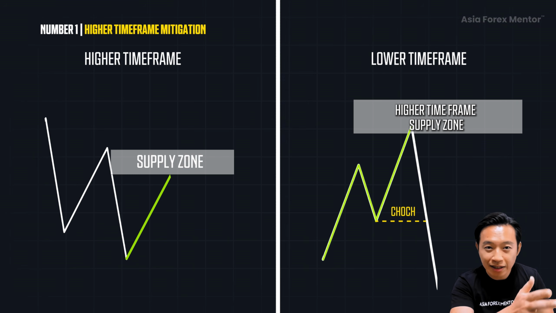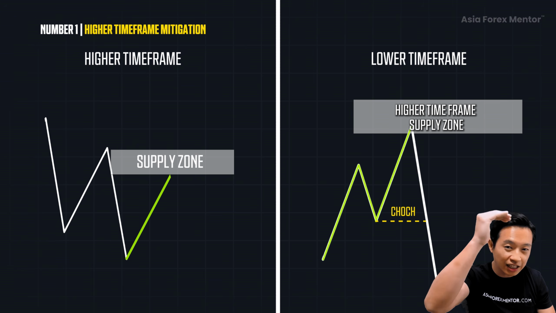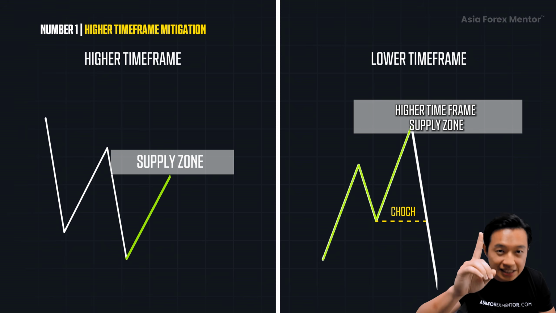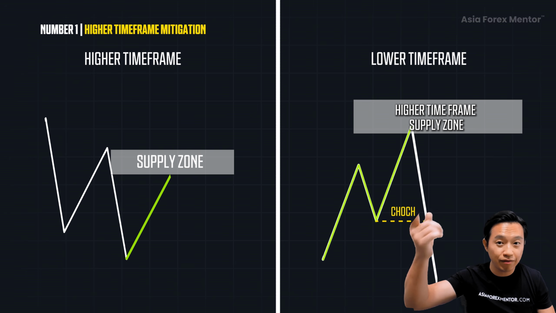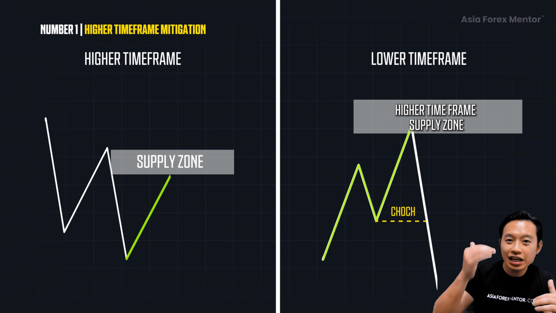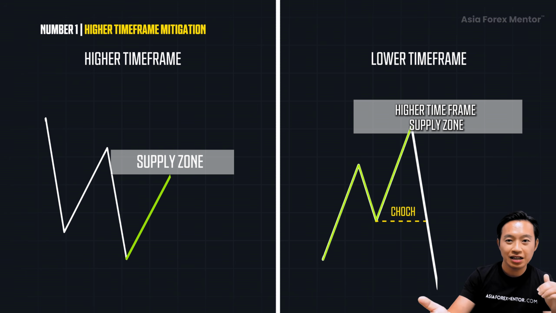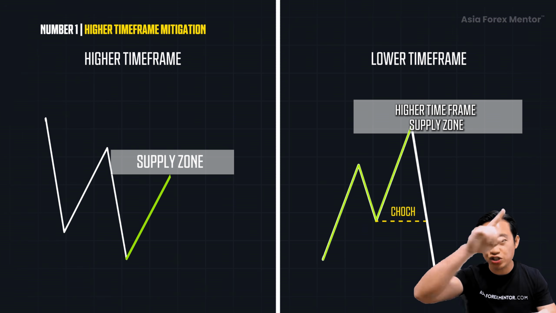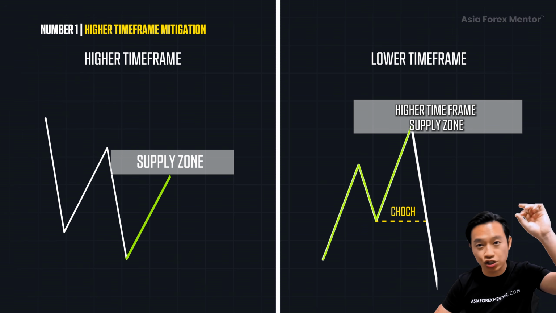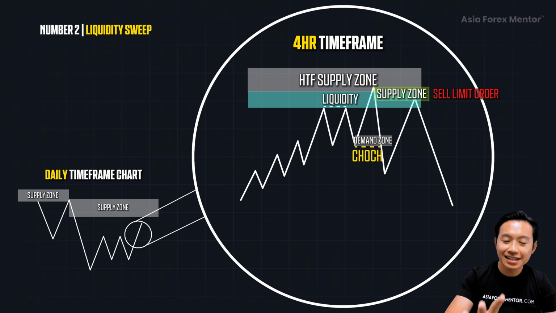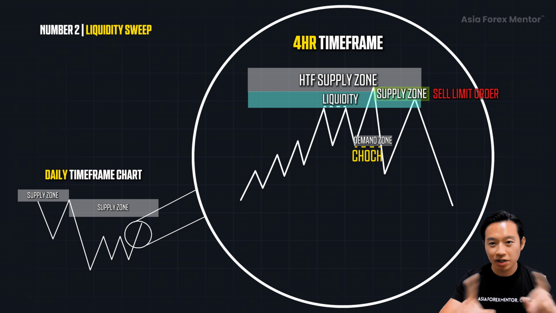Key number 1, when the highest point that started the change of character in that time frame is a supply zone in the higher time frame, right? This is important because it combines the understanding of multiple time frames, and this increases the probability of this change of character working out as it is a strong, higher time frame supply zone. Okay? Now, number 2, understanding liquidity sweep zones in multiple time frames.